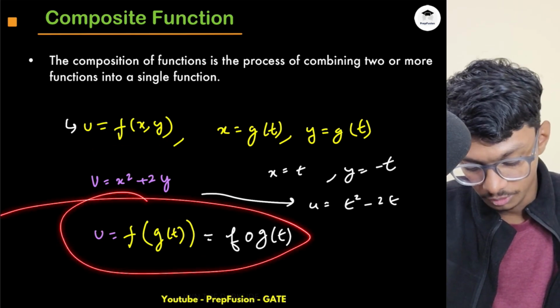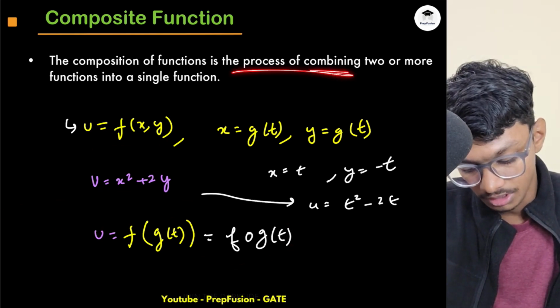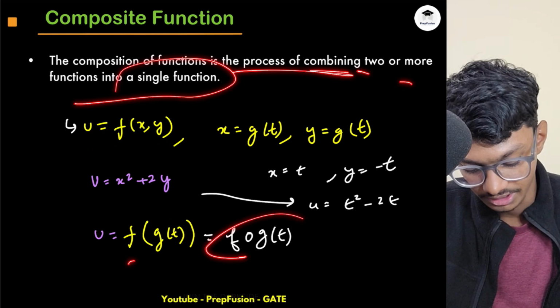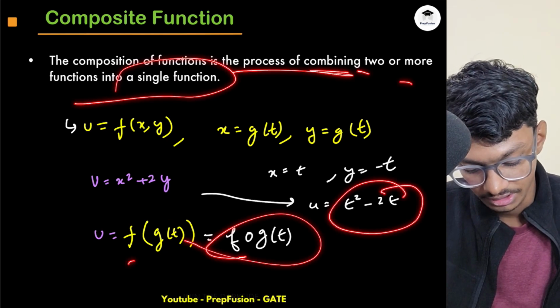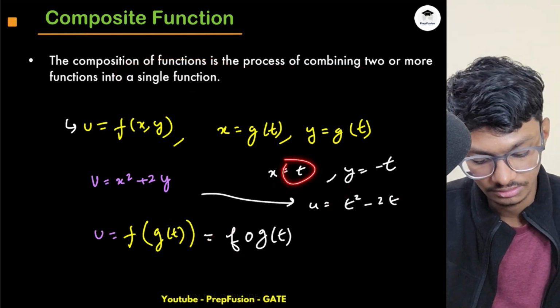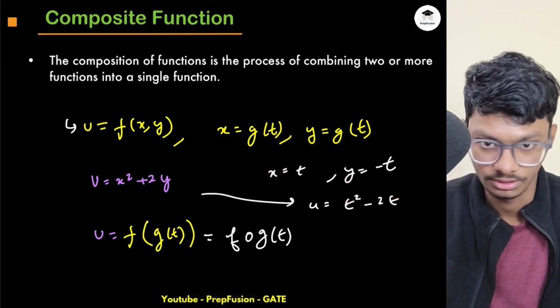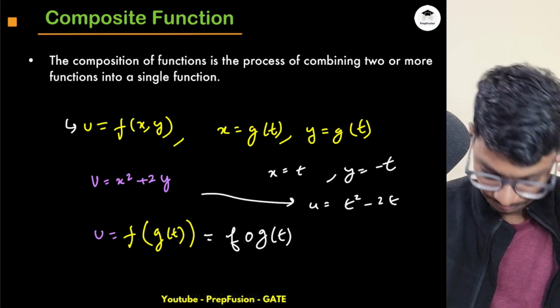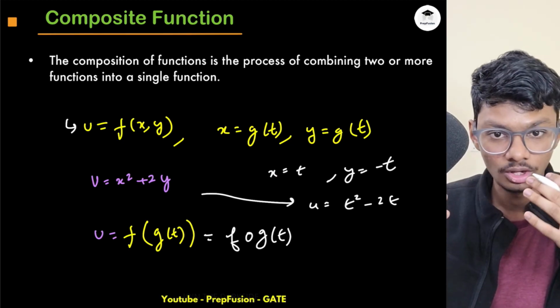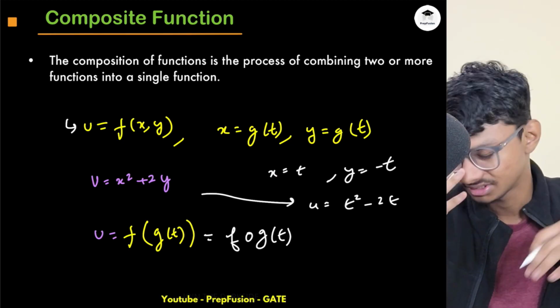So this is what a composite function means. Basically combining two or more functions into a single function. Here I combined this into a single function, right? Here this x was a function of t, this y was a function of t. I combined these two into a single function. That is the basic meaning of composite function. So all these are done. Basic definitions, don't have to go too much into this, just lightly study all this.